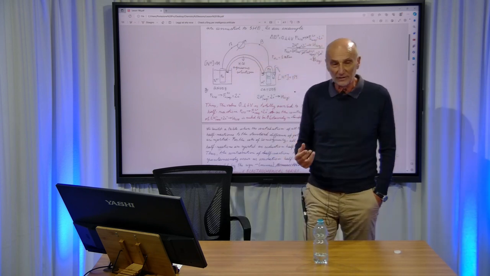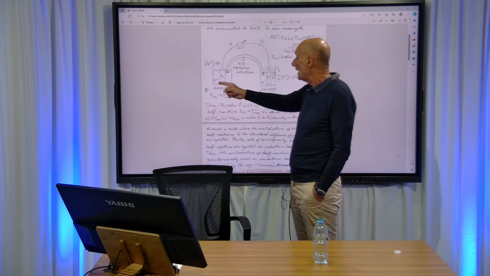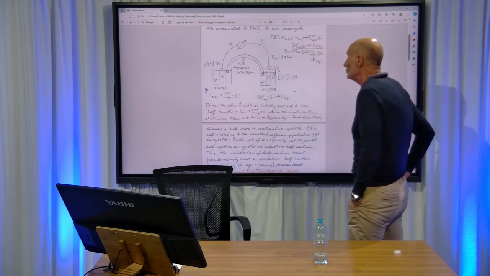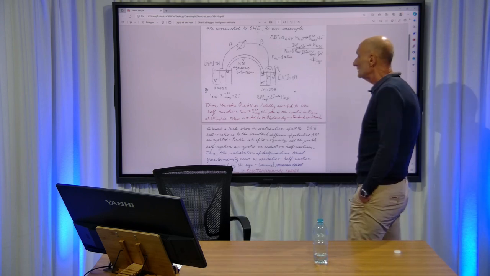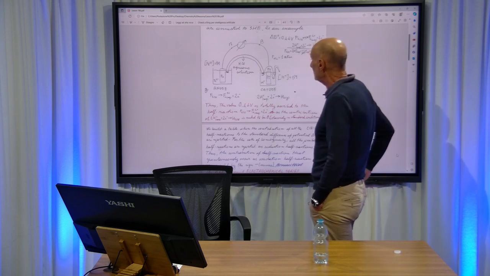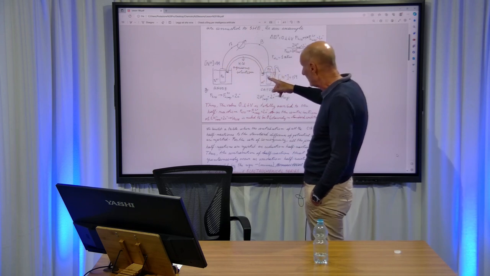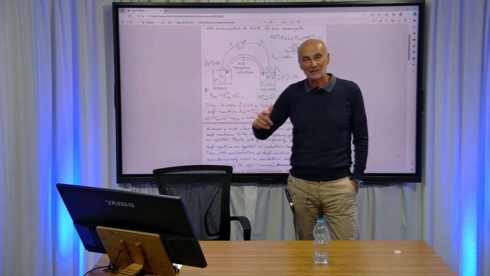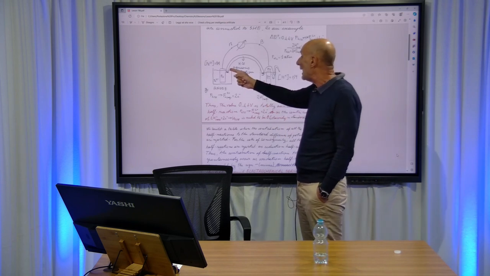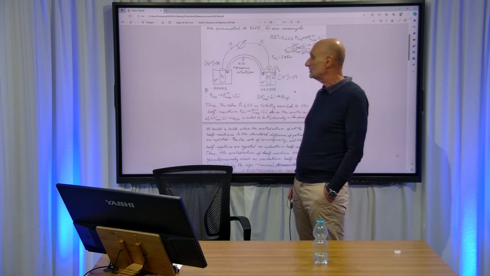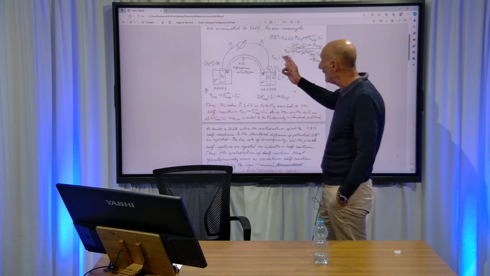So if we build this kind of system in which an iron plate is dipped into a solution of iron plus 2 whose concentration is 1 molar, and this iron plate is electrically connected to a standard hydrogen electrode, and then the electrical circuit is closed by using a U-shaped pipe in which a concentrated potassium chloride solution is set, we have this pile.